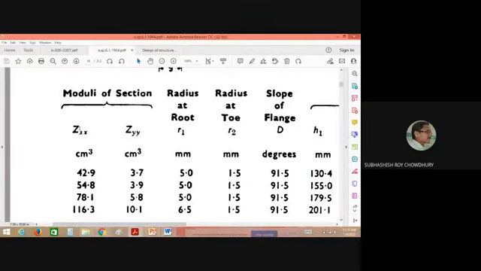About the XX axis, what will be the section modulus? About the YY axis, what will be the section modulus in centimeter cube? Okay, this is also in centimeter cube. Then the radius at root, the root radius.